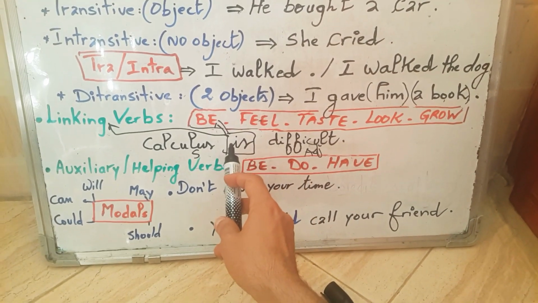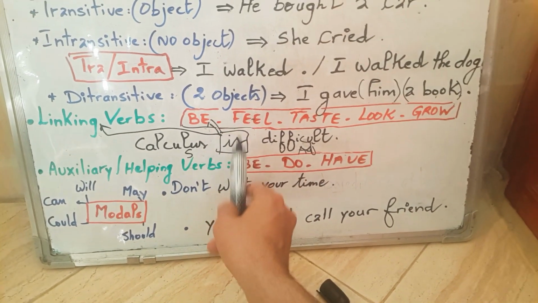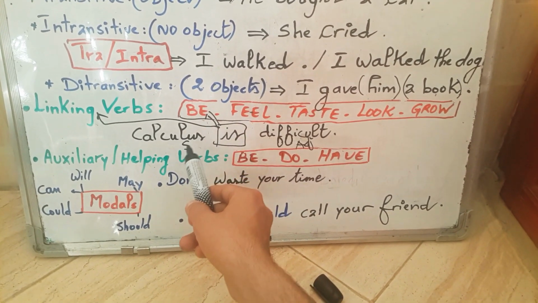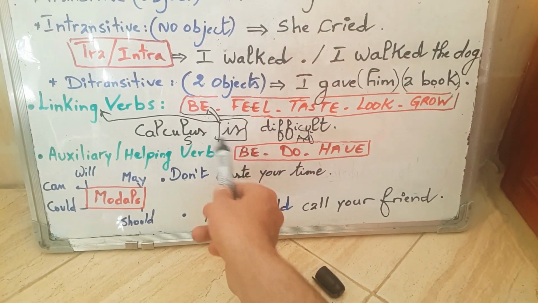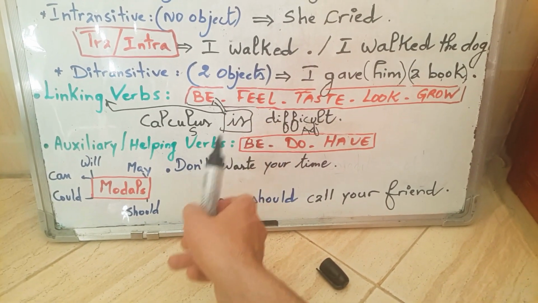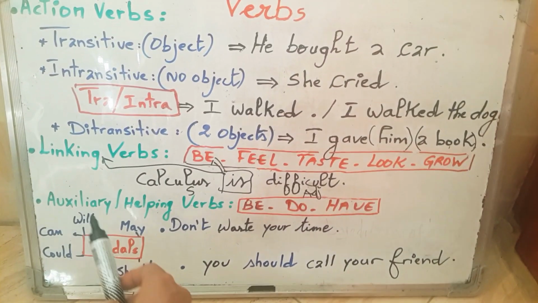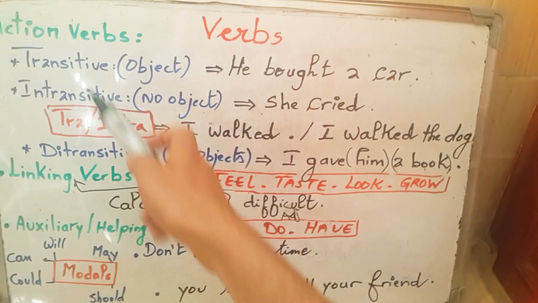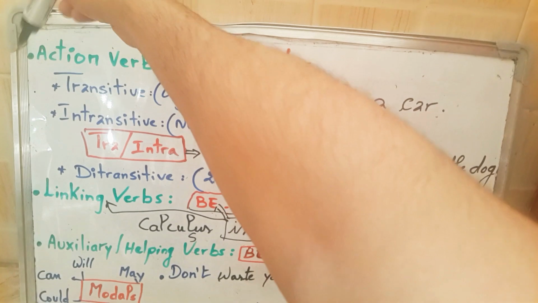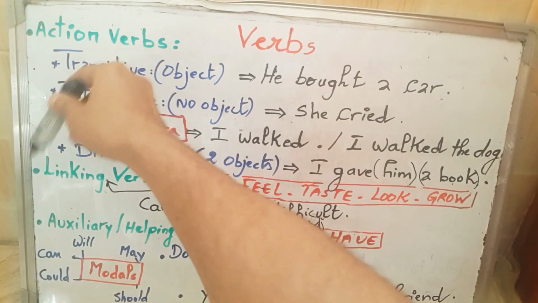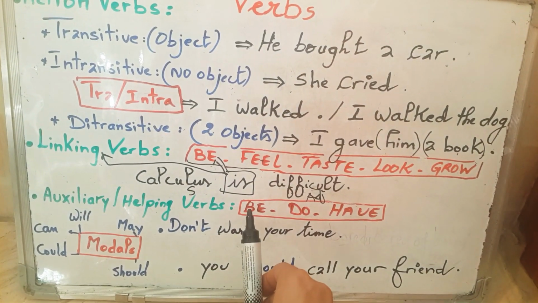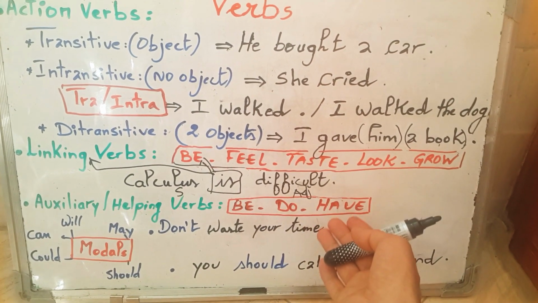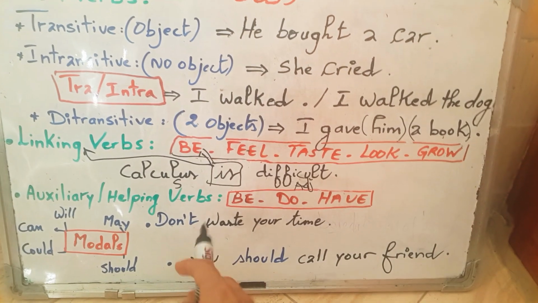Please, one thing to take care of is the subject-verb agreement. That is, the verb must be compatible with the subject. Singular, singular. Plural, plural. The last category is auxiliary or helping verbs. These come before action or linking verbs. Example, the verbs to be, to do, to have, they serve as auxiliary verbs.